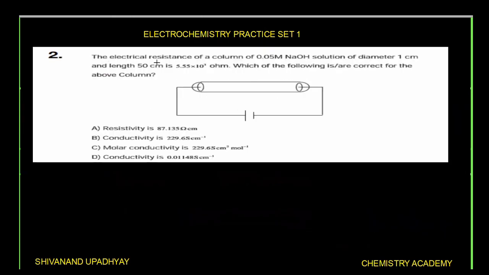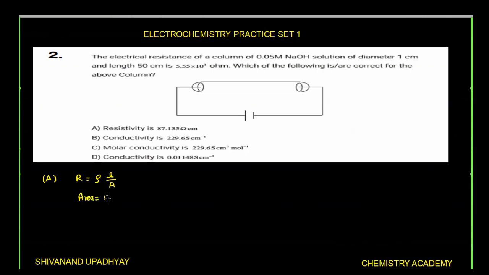Question number 2: the electrical resistance of a column of 0.05 molar NaOH solution of diameter 1 centimeter and length 50 centimeter is 5.55 into 10 to the power 3 ohm. Which of the following is correct for the above column? The first is about resistivity. So we know that resistance is equal to resistivity into L by A. Here the length is given. I have to calculate the area A.